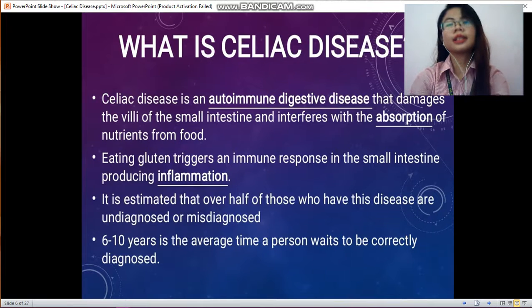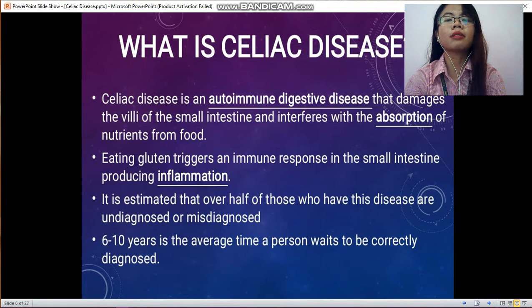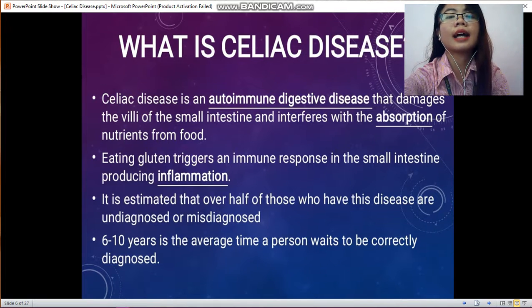Next, what is celiac disease? It is an autoimmune digestive disease that damages the villi of the small intestine and interferes with the absorption of the nutrients of the food. Eating gluten triggers an immune response in the small intestine producing inflammation. It is estimated that over half of those who have this disease are undiagnosed or misdiagnosed. 6 to 10 years is the average time a person waits to be correctly diagnosed.